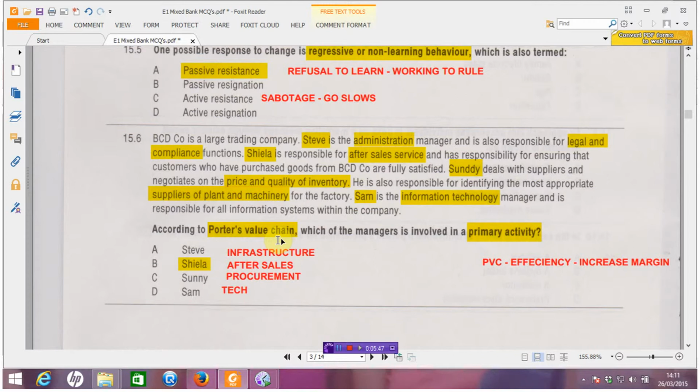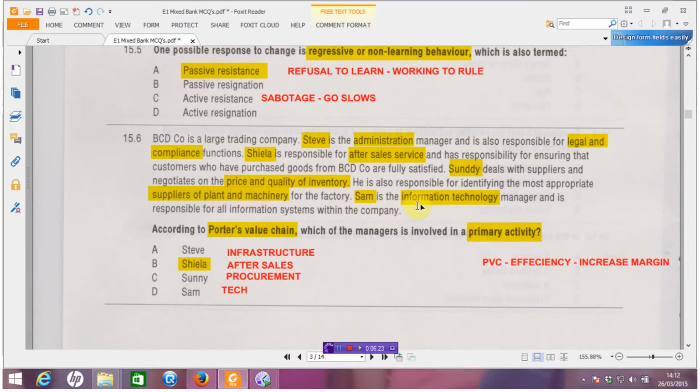Okay, now in terms of the scenario here, if we read down it, we see that Steve is involved in admin and also sort of legal and compliance. Sheila is specifically dealing with after sales, and that should be a hint really for us as to where we need to place our answer. Sunday, or Sunny as referred to below, is involved with price and quality inventory, but also particularly the idea of suppliers of plant and machinery.